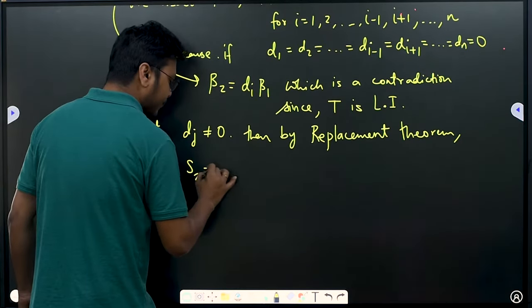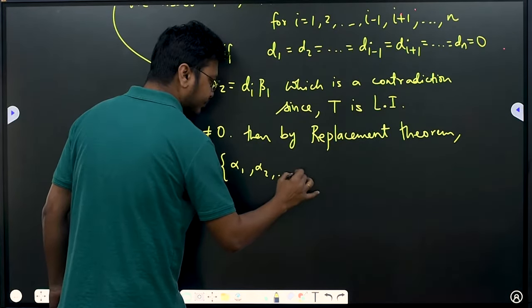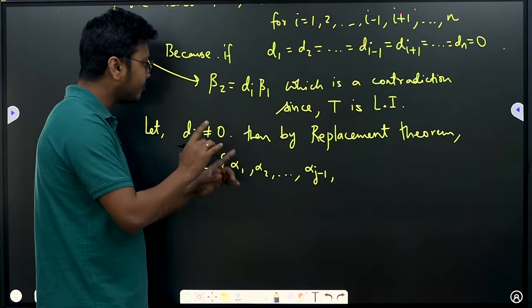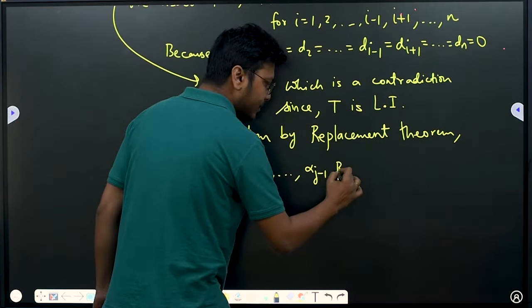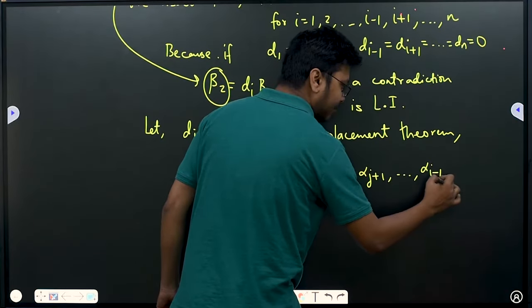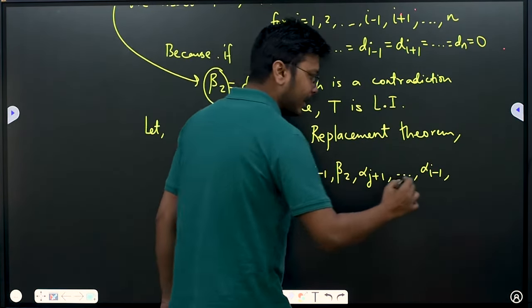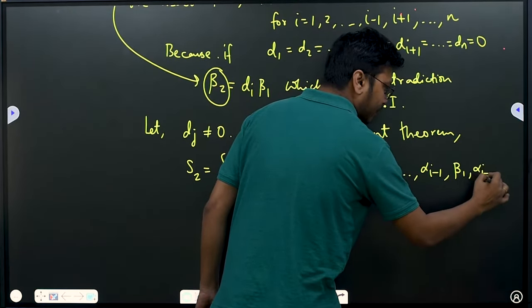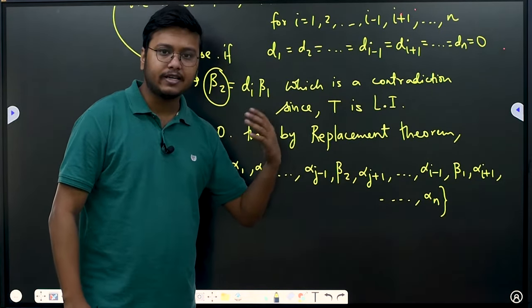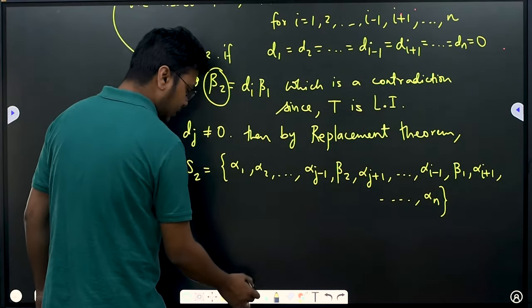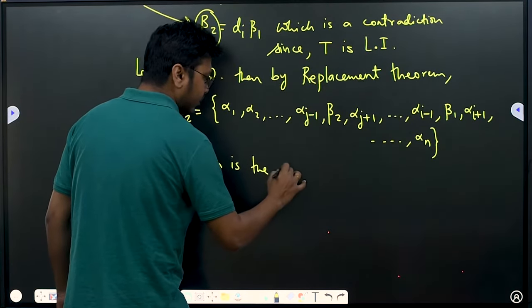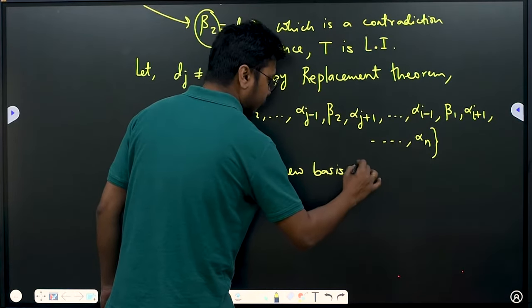let me create a new set which is alpha 1, alpha 2, up to alpha j minus 1. In place of the alpha j element, I am replacing it with the beta 2 element. So here comes in beta 2, then again continuing from alpha j plus 1 and going on in this manner up till alpha i minus 1. Then in the alpha i-th position, I already had beta 1. Then continuing from alpha i plus 1 and going on up till alpha n. So this new S2 is going to be the new basis of V.